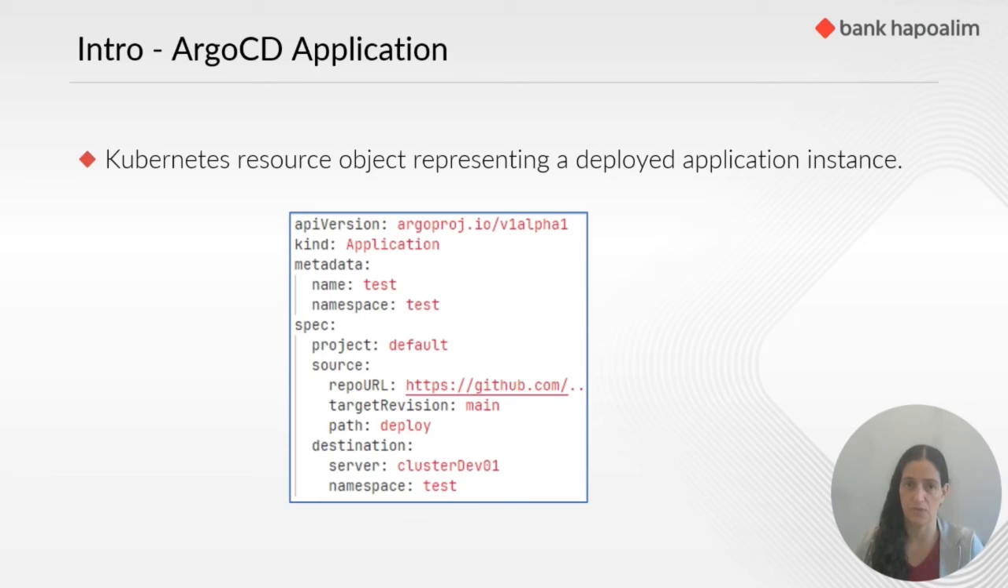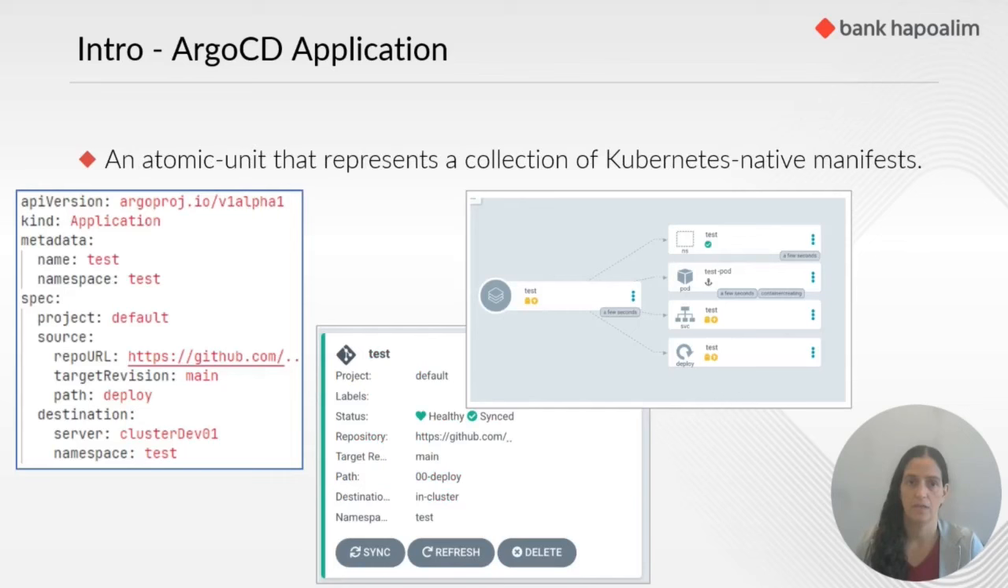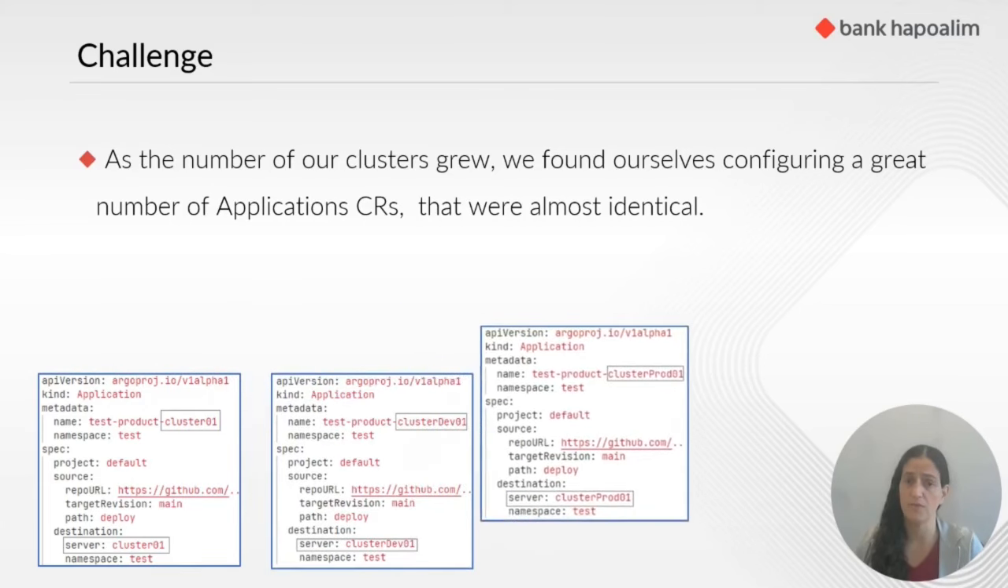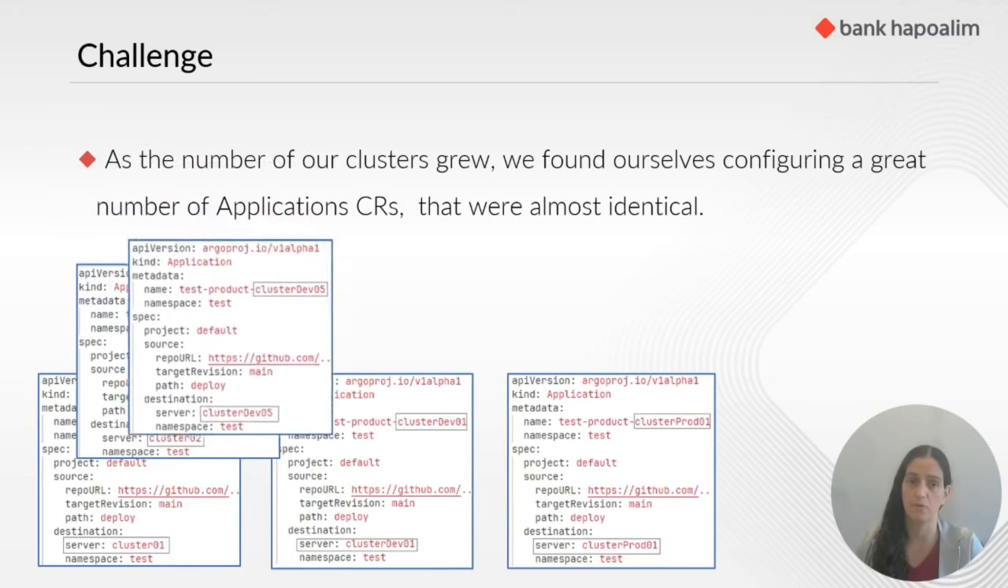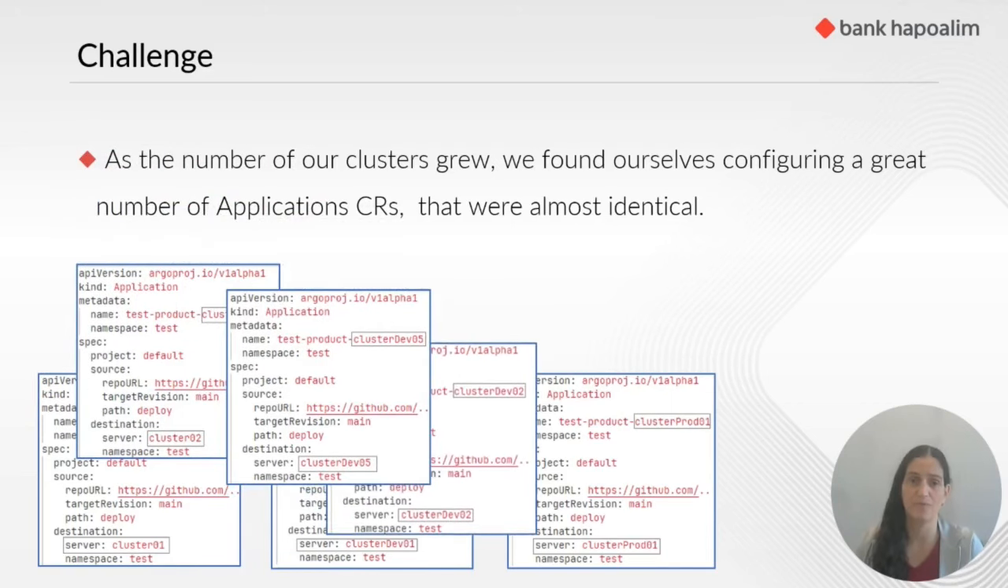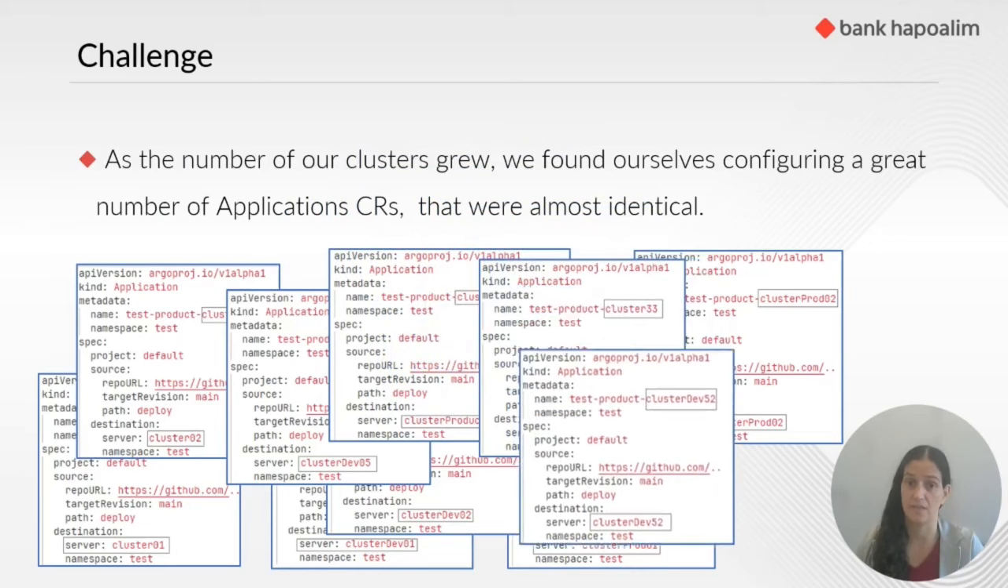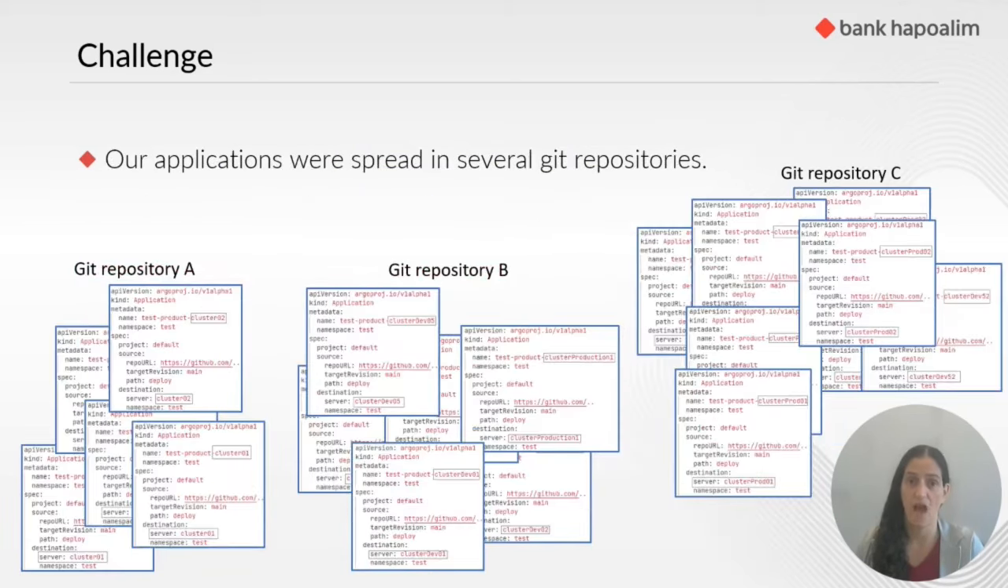One of the main custom resources is the application CR, which is a Kubernetes resource object representing a deployed application instance. An ArgoCD application is an atomic unit that represents a collection of Kubernetes native manifests. But as the number of our clusters grew, we found ourselves configuring a great number of application CRs that were almost identical, except for their target cluster or their environment details. More than that, our applications were spread across several Git repositories, which made their maintenance even more difficult.